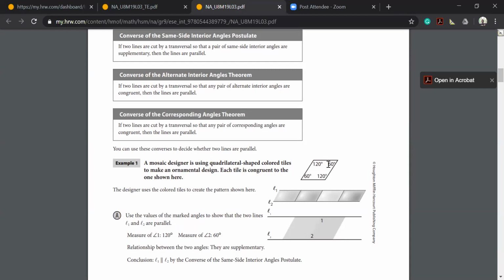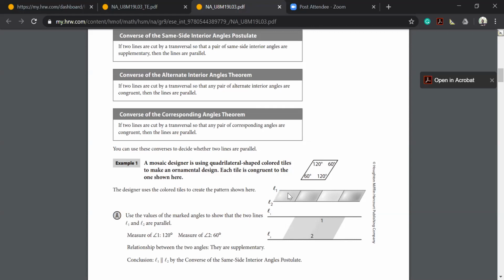We have this shape here, like a mosaic tile, using quadrilateral shaped colored tiles. Each tile is congruent to the one shown here, so all of these tiles are the same. They have angles 120, 60, 120, and 60. Use the values of the marked angles to show that the two lines L1 and L2 are parallel. Suppose this is 120, this is 120, this is 60, and this is 60. In the same way, this will be 120, 60, 120, and 60.